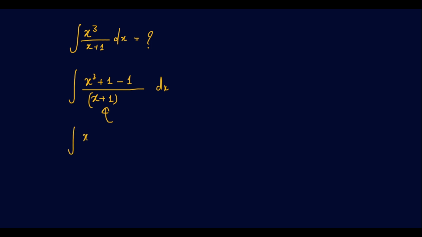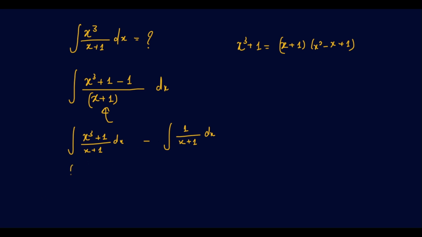How will you eliminate? Let's see. So here you will write x cube plus 1 over x plus 1 dx. And here you will write minus 1 over x plus 1 dx. Now we know the algebraic identity of x cube plus 1. If you don't know, let's write it here. X cube plus 1 will be written as x plus 1 times x square minus x plus 1. So here you will write the value as x plus 1 and x square minus x plus 1 dx, and x plus 1 will be written here.